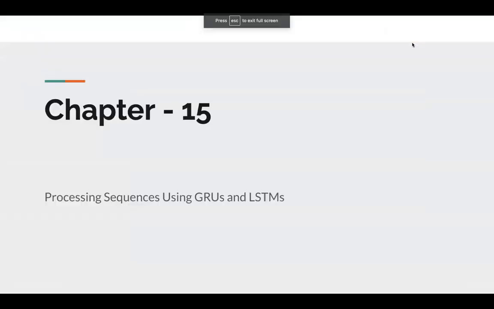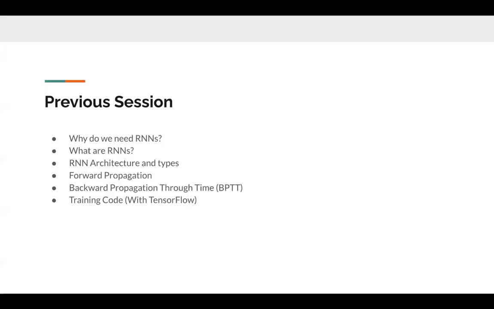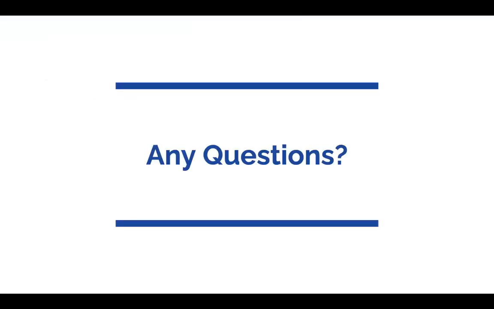So today's session will not be a lot different from the previous one. In the previous session we were doing processing sequences using RNNs. Today we'll be using GRUs and LSTMs. In the previous session, we looked into why we need RNNs in the first place, when we have CNNs and the usual neural networks. And what RNNs are, the architectures, types, how forward propagation happens, how backward propagation happens, and the training code. First thing is, do we have any questions from the previous session? After reading and doing your research, do you have any questions?